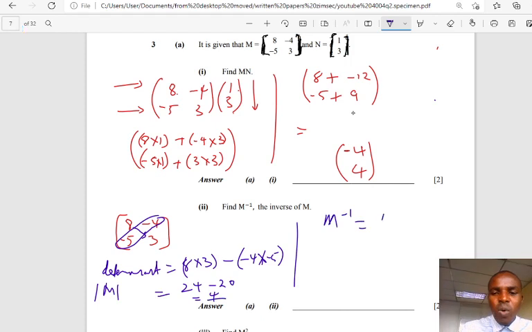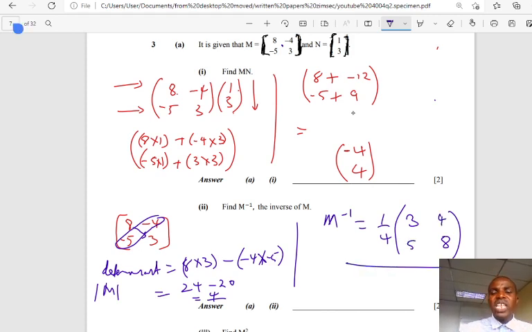Right, inverse, you say 1 over determinant, which is 4 in this case. Then interchange the elements of the leading diagonal. In this case, we have 8 and 3. So 3 will be here, 8 will be here. Interchange them. Then change the signs of the other diagonal, which is minus 4 and minus 5. So minus 4 will be 4, minus 5 will be 5. This will be the inverse of M.